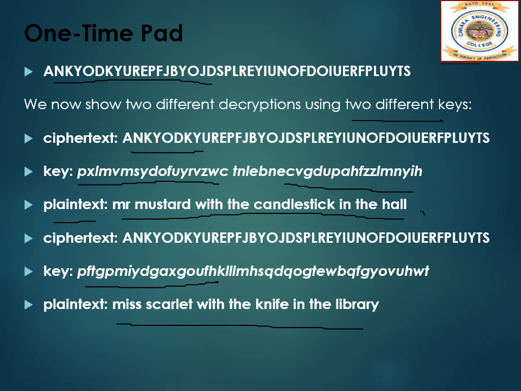Now both of these have a meaning, but we don't know what exactly the plain text is supposed to be. That is why it is said that it is unbreakable. So for the same ciphertext, two different keys are taken, but every time the keys are randomly generated and discarded, so we are going to get two different plain texts.